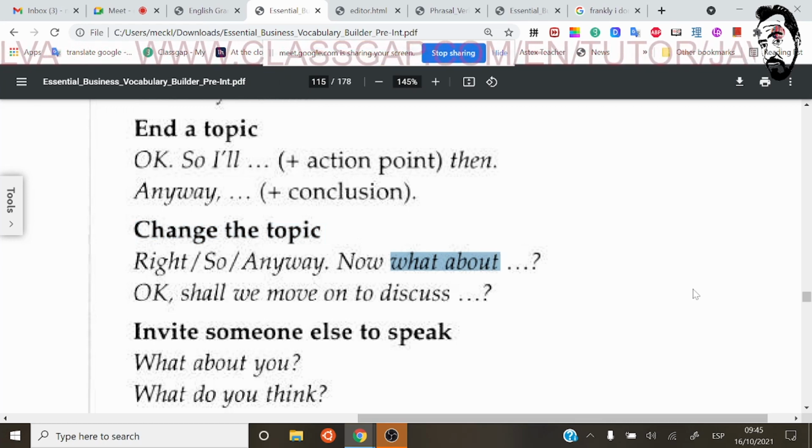¿Qué tal si? For example. Alright, we finished for today. Anyway, what about we go to have a coffee? Yeah? For example. Well, I don't know. Or what about going to the beach? Yeah.